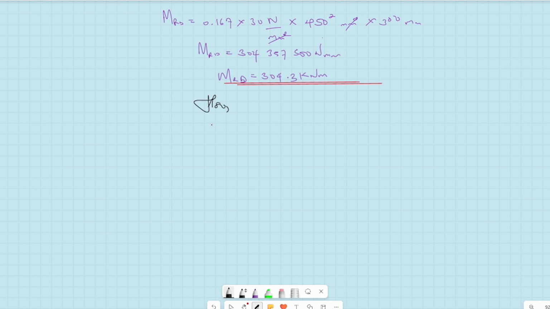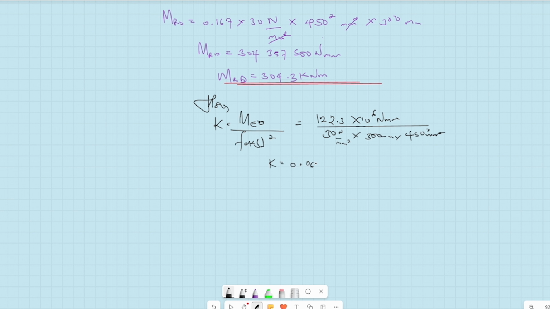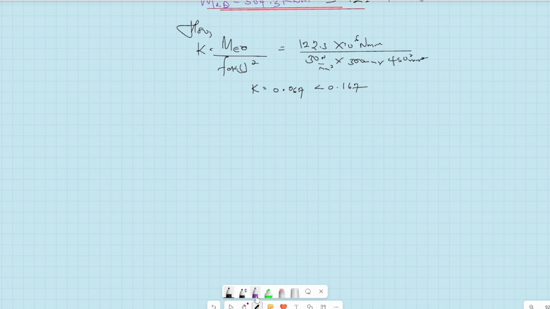Also, when you check for the K value, remember our design moment is 120.3 kilonewton meters, so you can convert that to newton millimeters. And this is less than 0.160. So definitely, we'll be doing our reinforcement as a single reinforcement. You can see our moment of resistance is way higher than our design moment. Having said that, we can move forward. We can now find our area of steel required since it's singly reinforced.